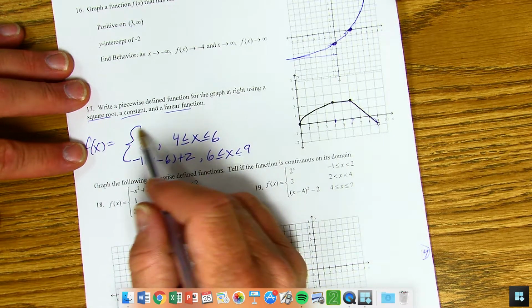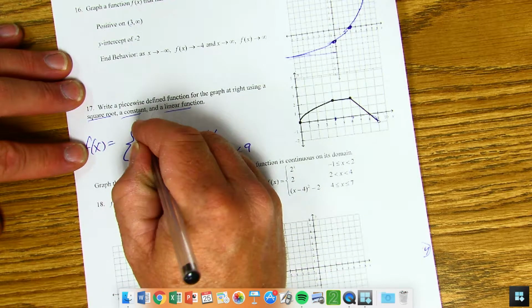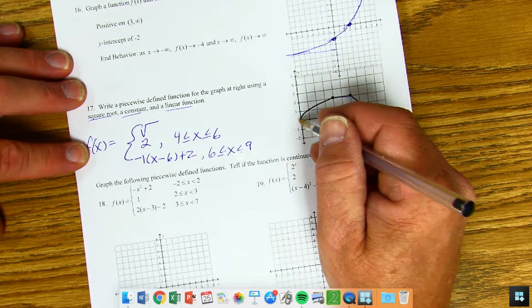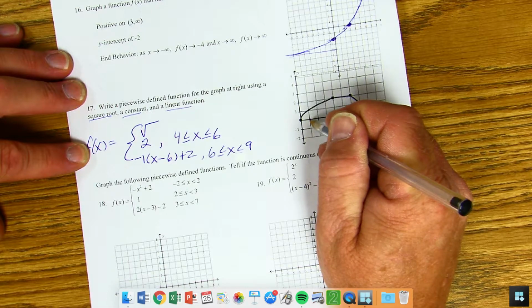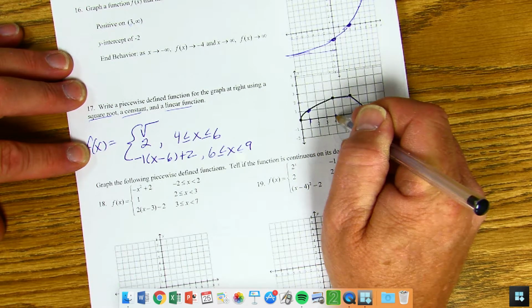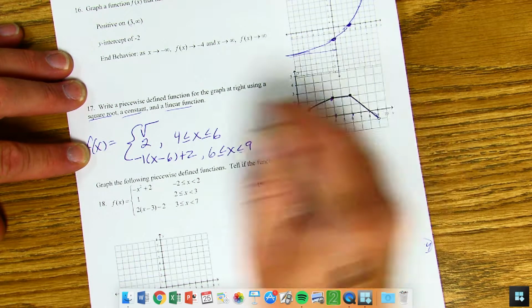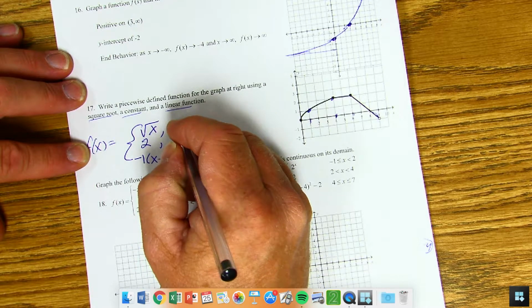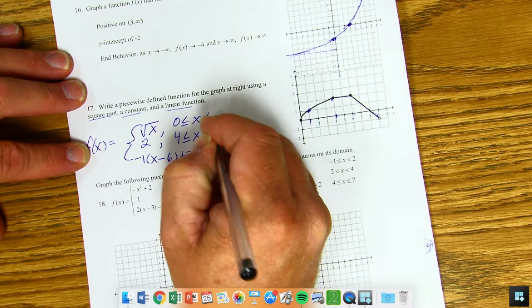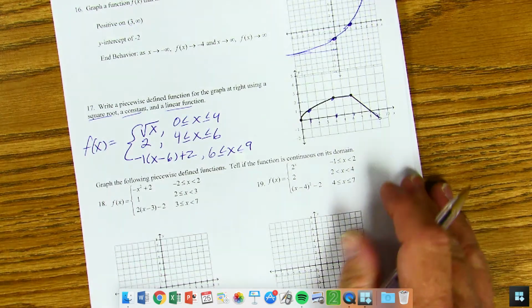That means the only last thing we have is a square root. There's got to be a square root of something. Well, what's the square root of 1? 1. What's the square root of 4? 2. That's just the square root of x, from 0 to 4. And you're done.